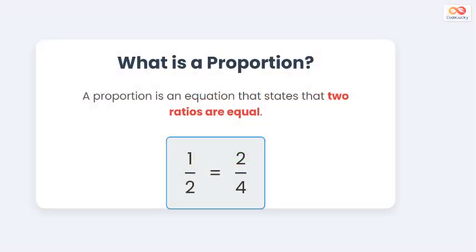First, let's define what a proportion actually is. Simply put, a proportion is an equation that states that two ratios are equal. In the example here, 1/2 is equal to 2/4. They represent the same value.